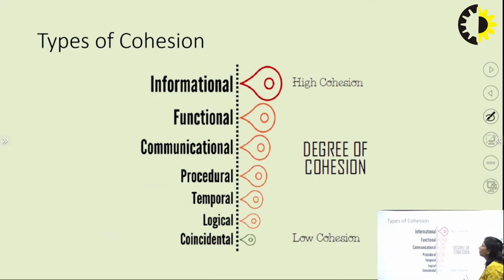There are some categories of cohesion, like informational cohesion, functional cohesion, communicational cohesion, procedural, temporal, logical, and coincidental. High cohesion and low cohesion. It is just the reverse of coupling, the degree of cohesion, right? What we need? We need high cohesion. In coupling, we need loose coupling and high cohesion. Low cohesion means the interrelated information flow of the module is very loose. High means internally the flow of information is very high.